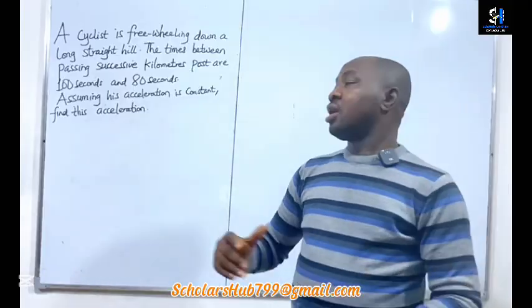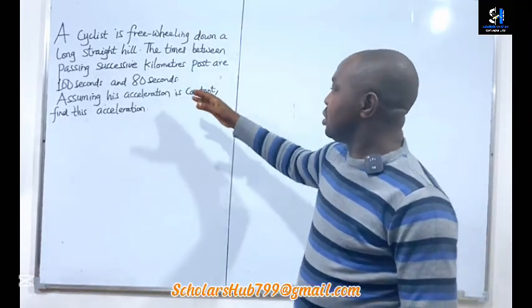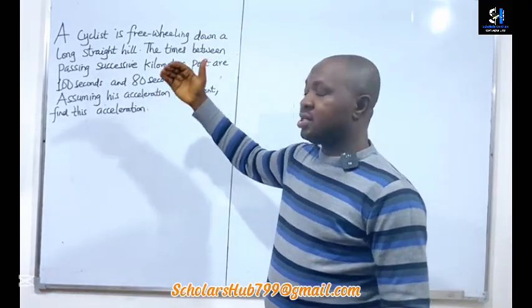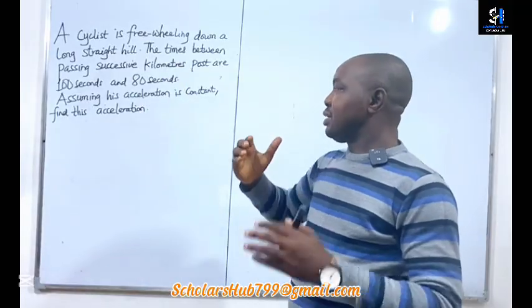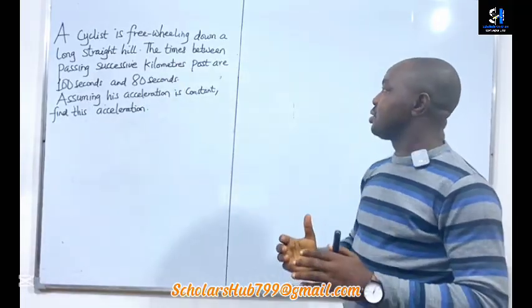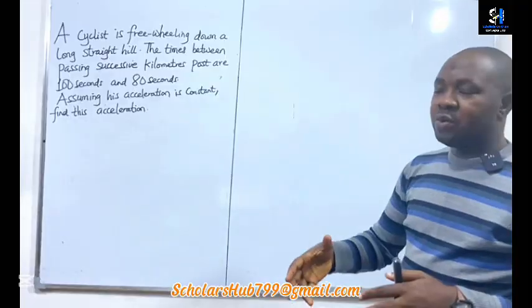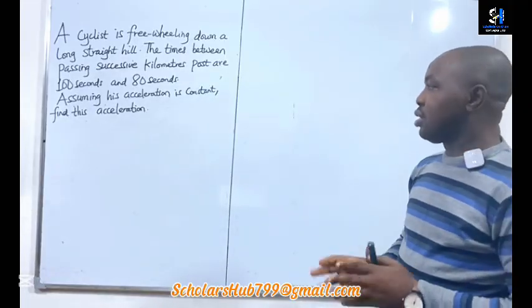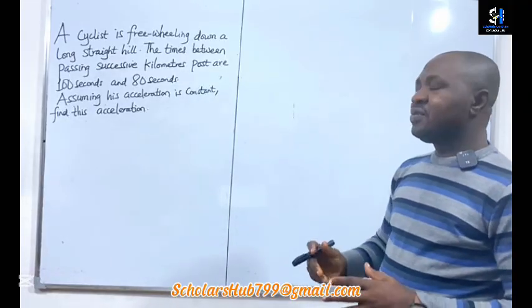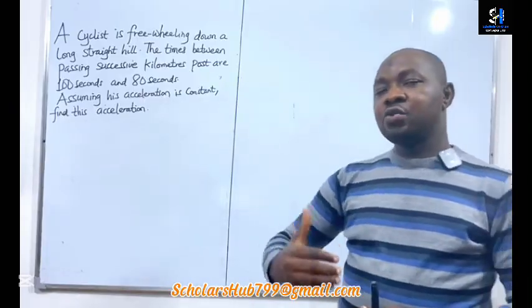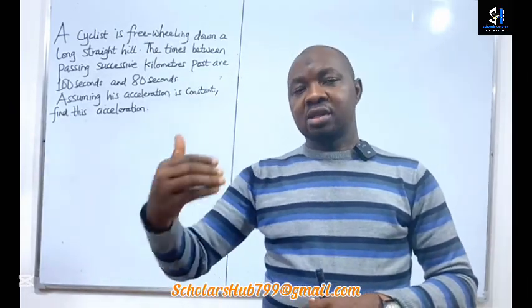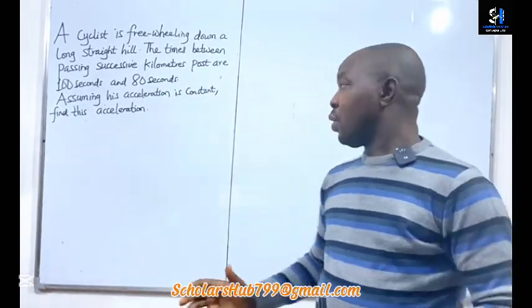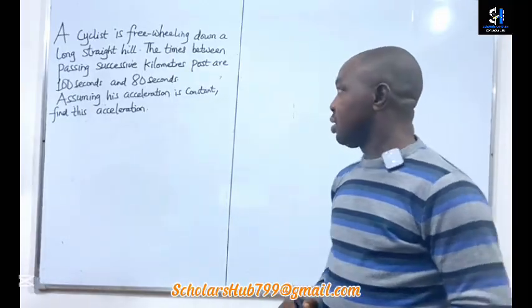So that means during the first and second kilometers, the acceleration of the cyclist freewheeling down a long hill is constant. If this acceleration is constant, that means the value of the acceleration remains the same. It does not change. So we are asked to find this acceleration.